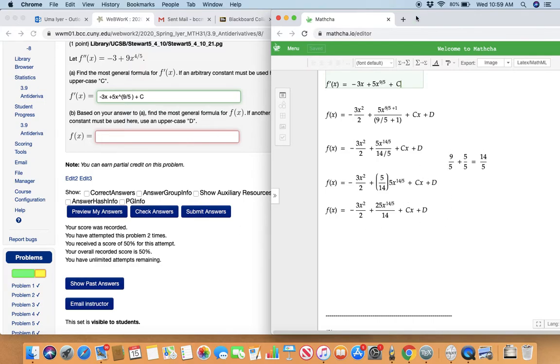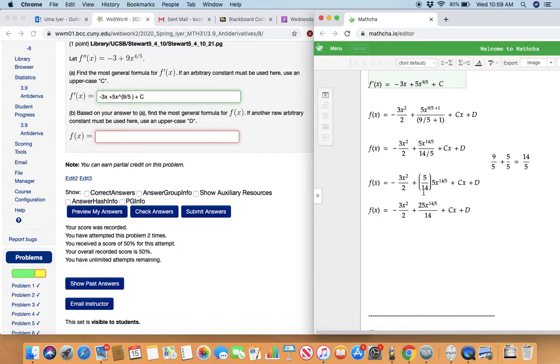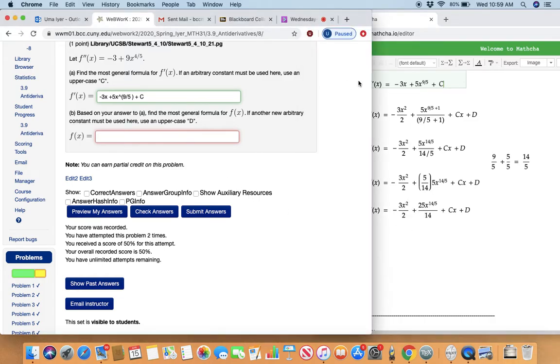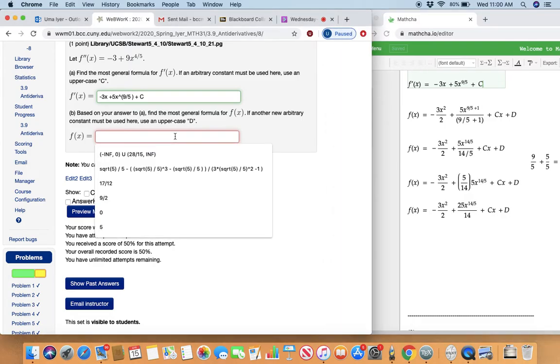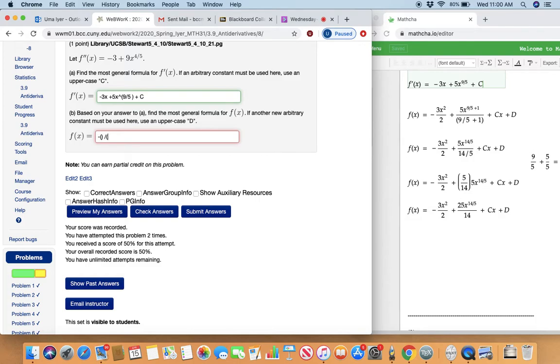How do I enter this here? Right? Powers, you have to be very careful. These two are fractions also. One has to be very careful. So let me see. The first one is a negative fraction plus fraction plus Cx plus D. Okay, so we came this far. So let's go through one fraction at a time.